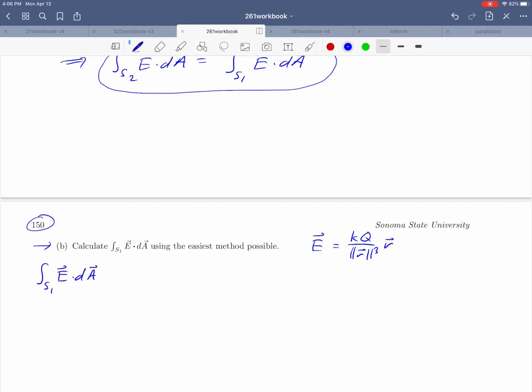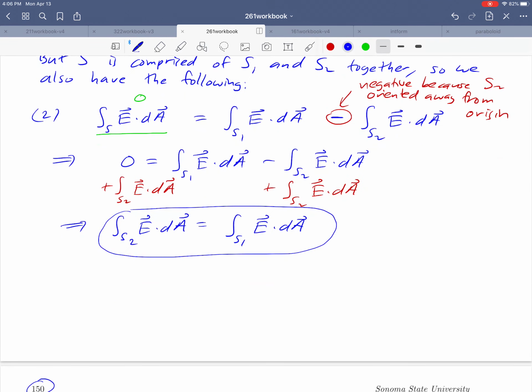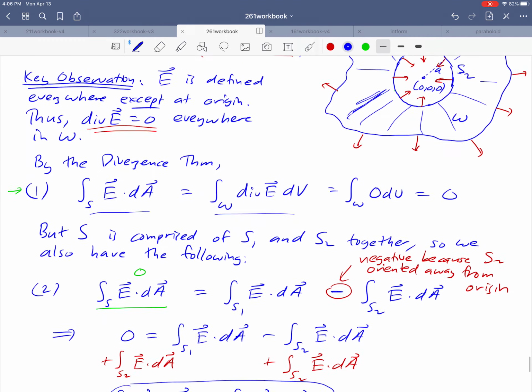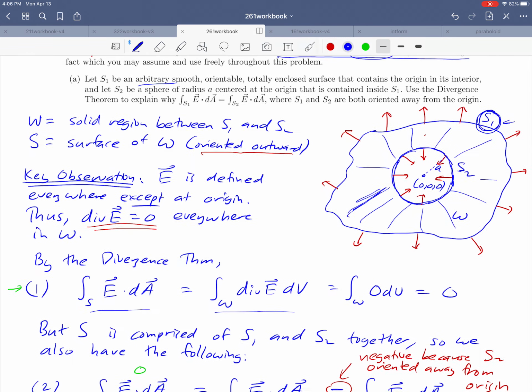this integral. But that would be a really difficult integral to do because we saw on the previous page that S1 is an arbitrary surface. It could be really lumpy and not be regular at all. But what we showed in part A can be very helpful for us, and that is that integrating over S1 or S2 is going to give us the same value. And S2, remember, was a nice regular sphere that was centered at the origin. That's going to be a much easier integral than the integral over S1 would be.